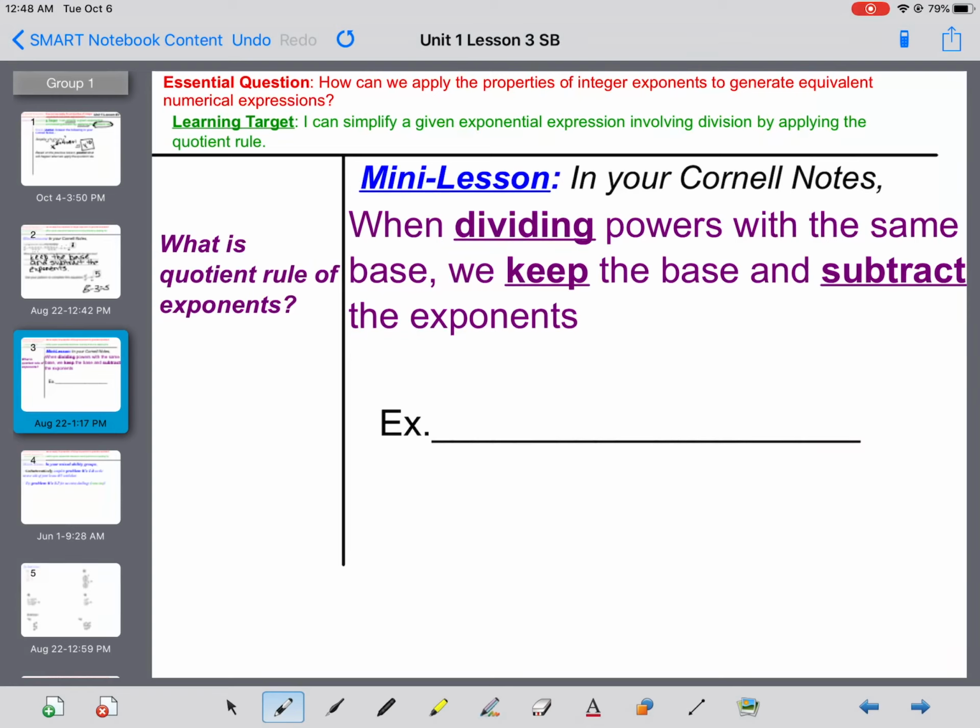What is the quotient rule of exponents? When dividing powers with the same base, we keep the base and subtract the exponents. We just discovered that. Make sure you put a period there. Let's come up with a couple of examples.